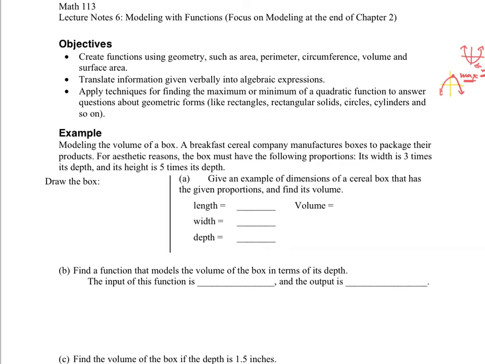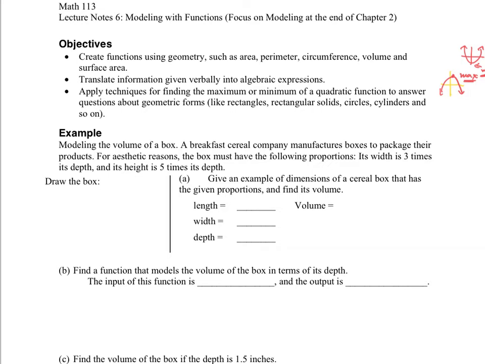The problem says the following. So we're going to model the volume of a box. Remember, we were going to talk about either volume, perimeter, area, and so forth. So the first question is asking you to model the volume of a box. Now, they had to give you specific conditions to get the box, and the conditions are the following.